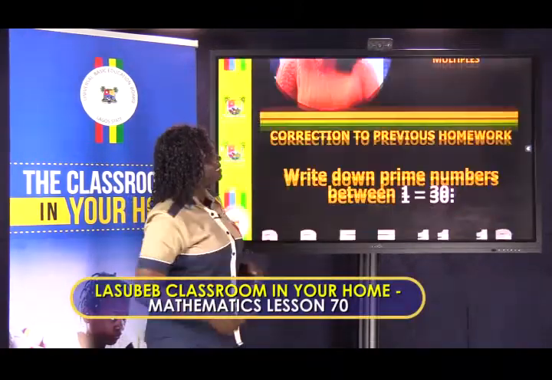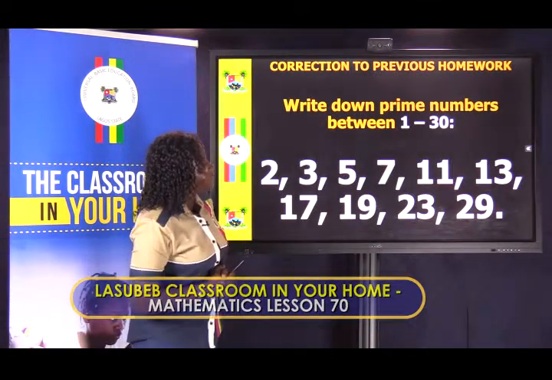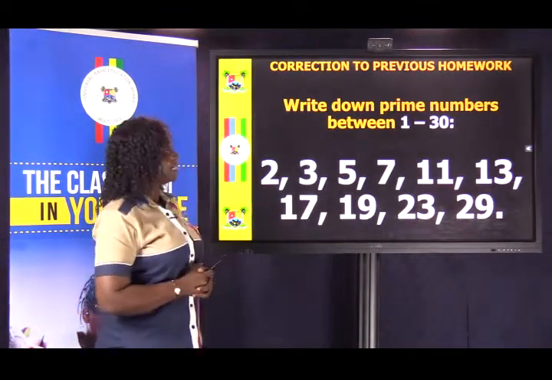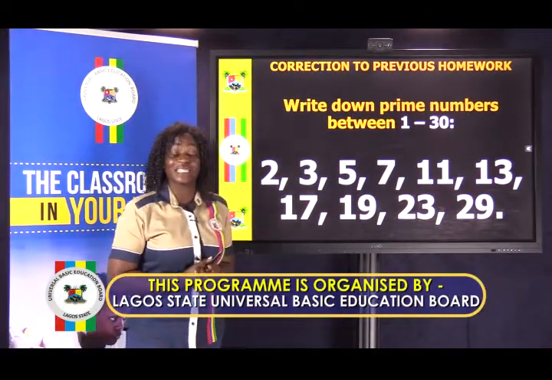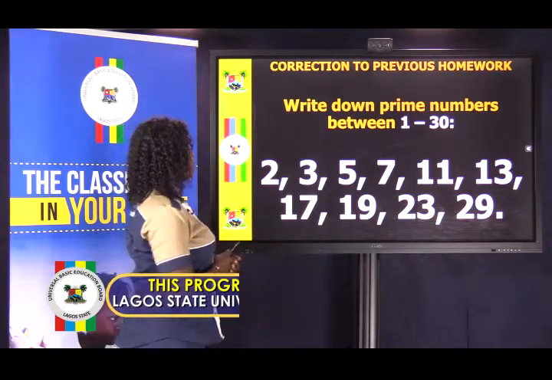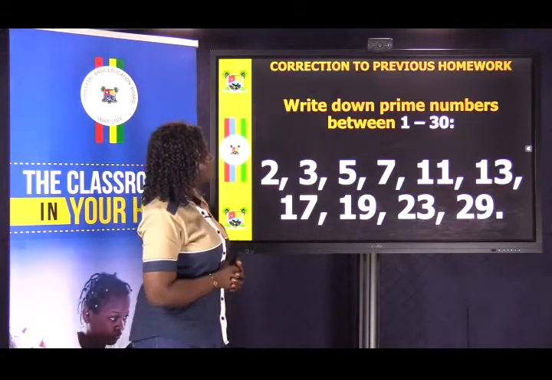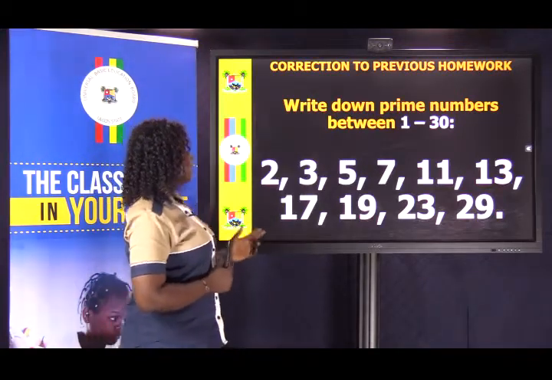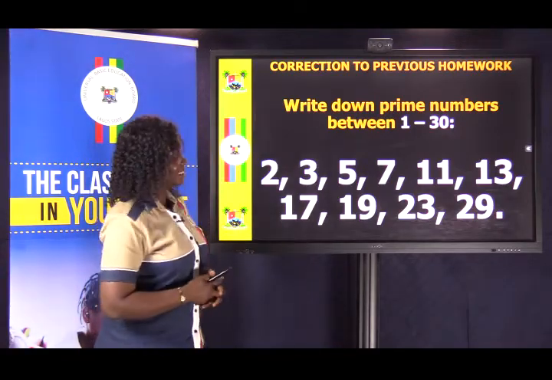But first of all, let's get correction to our previous homework. Write down prime numbers between 1 and 30. Yes, we already know. I'm sure you wrote 1 to 30 down in your exercise book. From our last lesson, I told you 1 is not a prime number. Yes, 2, 3, 5, 7, 11, 13, 17, 19 are the ones we were familiar with last lesson.